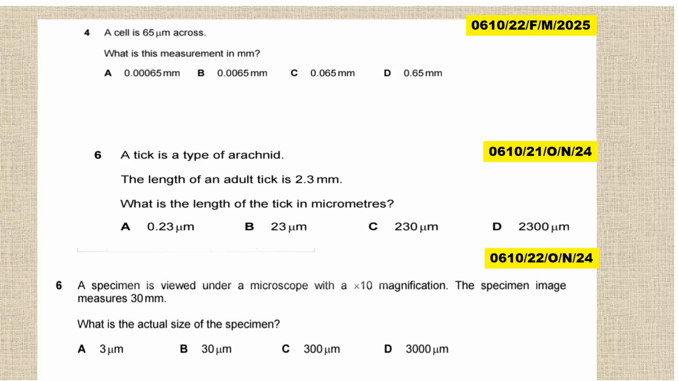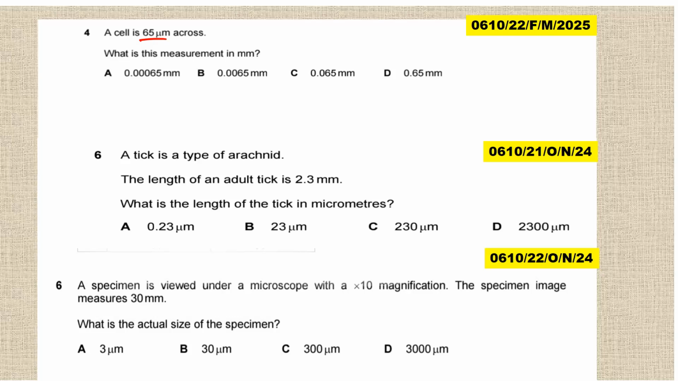This other question is in the year 2025 as well. That is variant 2, February, March. Variant 2, this is Biology 0610, paper 2, variant 2, the session February, March 2025. SL is 65 micrometer across. So this symbol in front is micrometer. What is the measurement in millimeter?